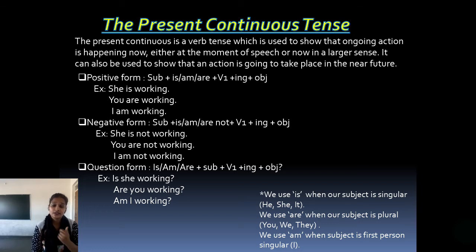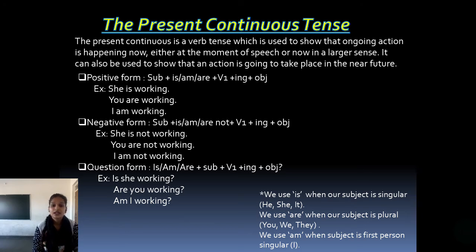You are not working. You is plural, that's why we use are, and not because we form a negative sentence, and working, verb first form plus ing. I am not working. We use am with I, so I am, not because of the negative sentence, and verb first form plus ing, working.